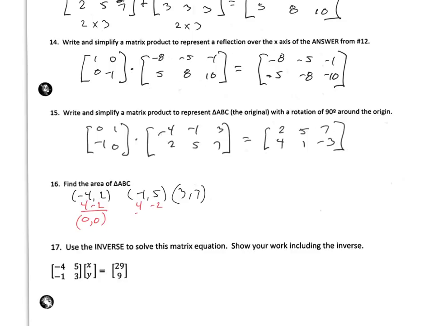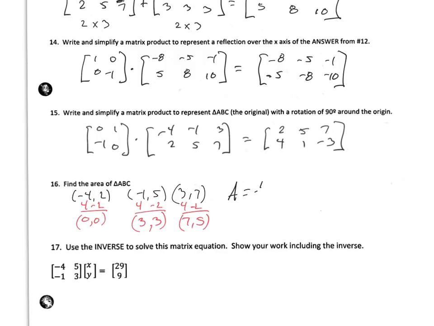Add 4, subtract 2. So this is (3, 3). Add 4, subtract 2. So this is (7, 5). It is those 2 points, not the (0, 0), that you will use to find the area.